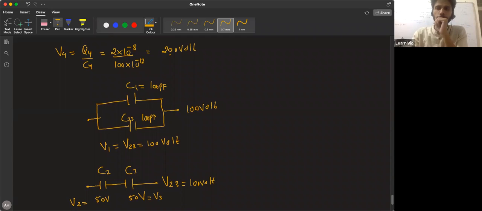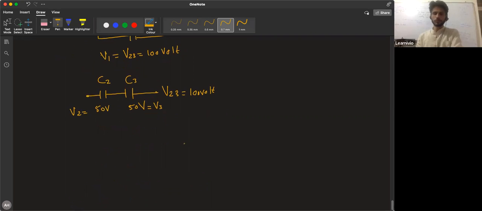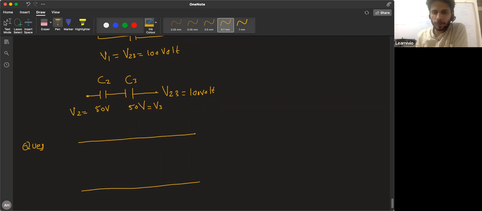Can I scroll it further? Okay, the next question is, we'll use the concept of plates of parallel plate capacitor. This is parallel plate capacitor, plate area A. Separation between the plates is D.